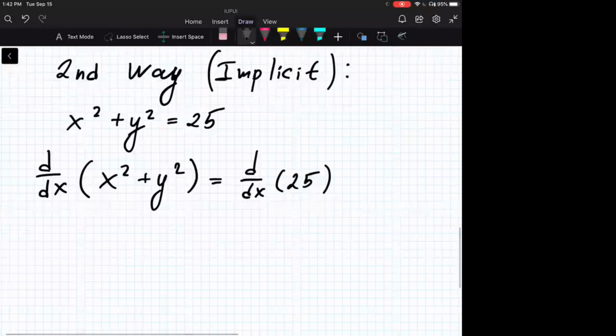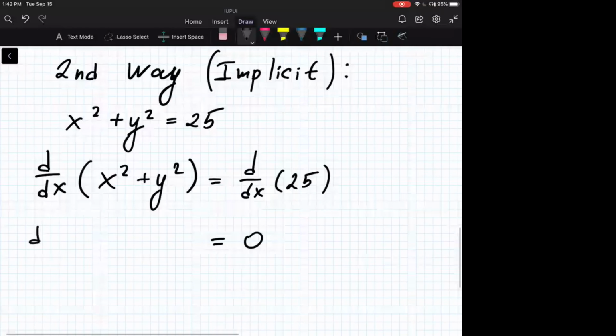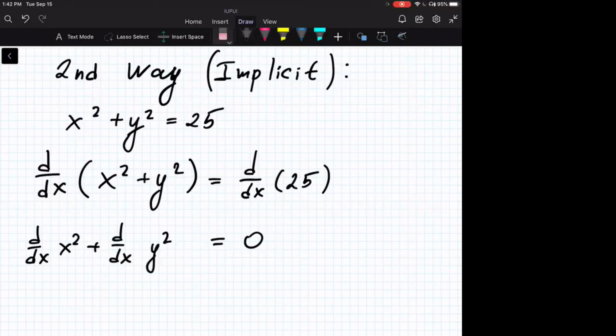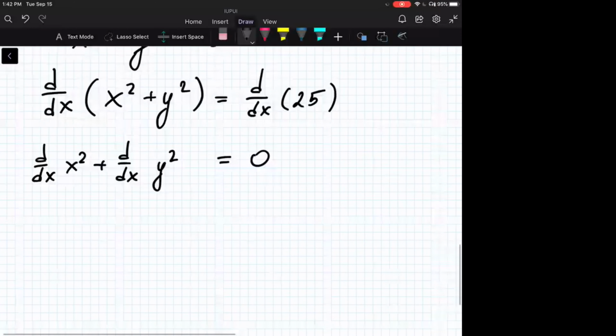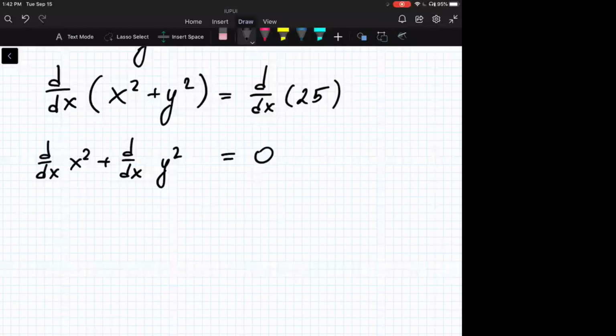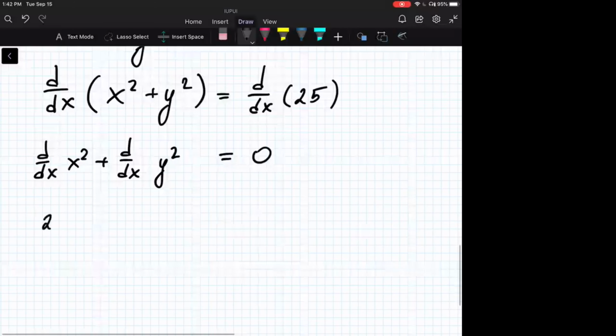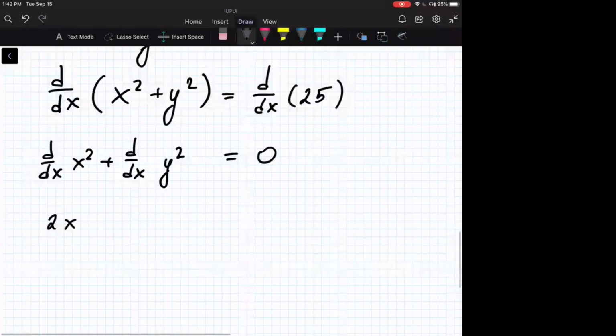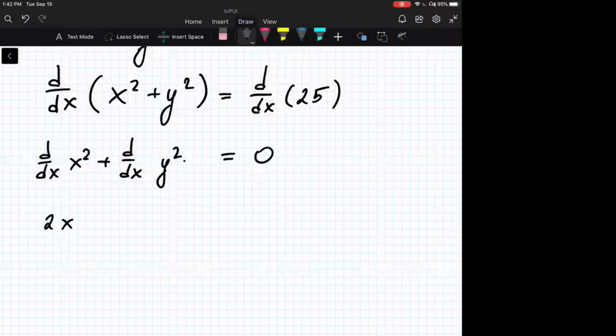And so, again, the derivative of the constant is 0. Then we have d over dx of x squared plus d over dx of y squared. And the first term is the simple part, because this is just the derivative of x squared, so that gives me 2x. While here, for the second term, I have a function of x, which is y squared.